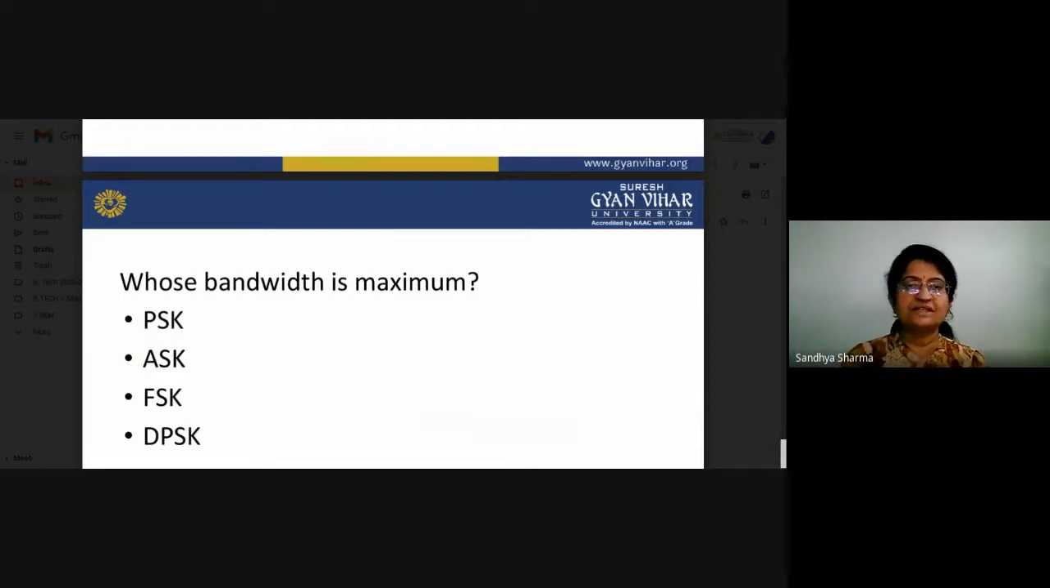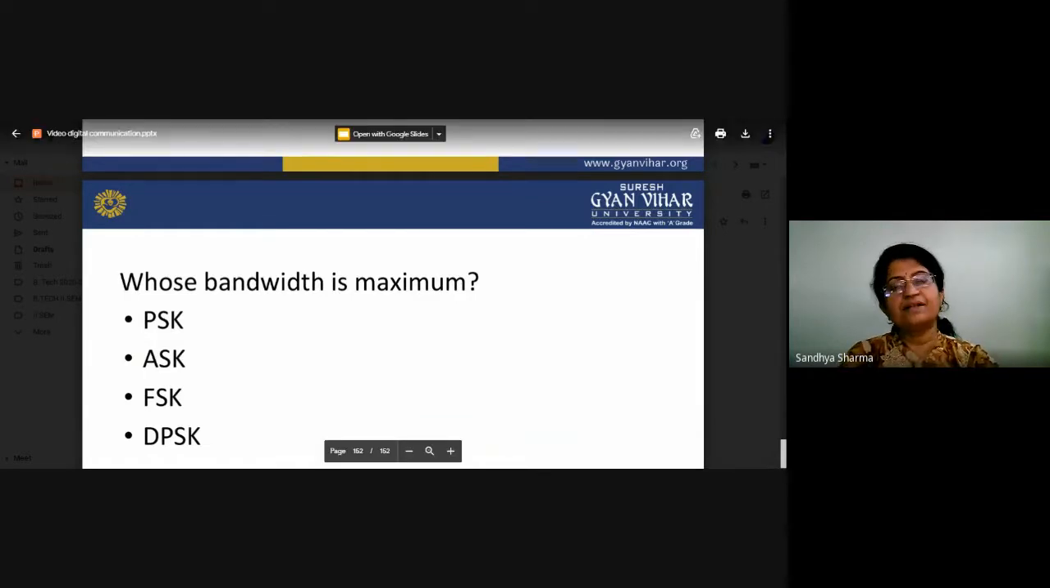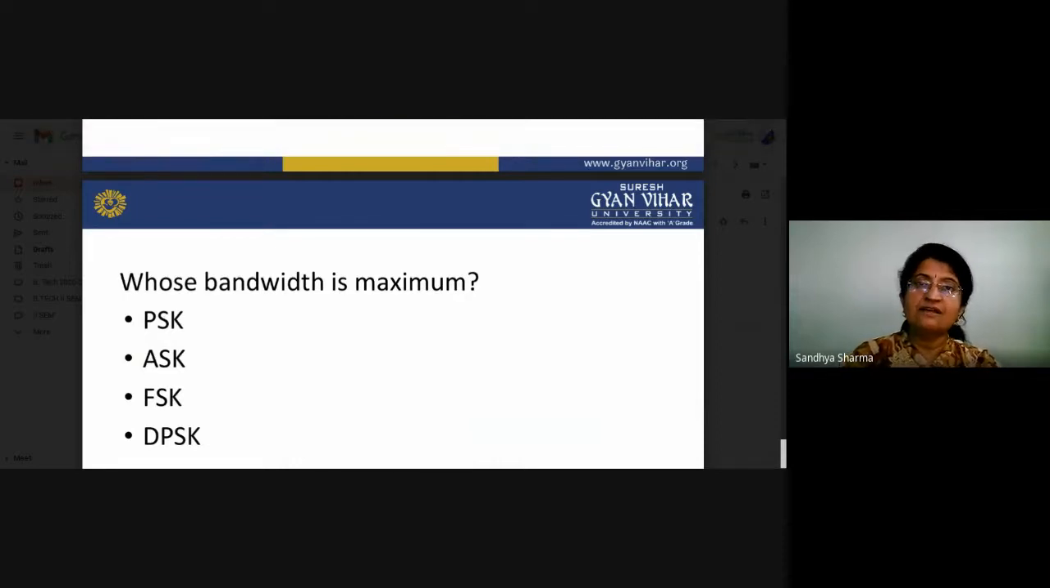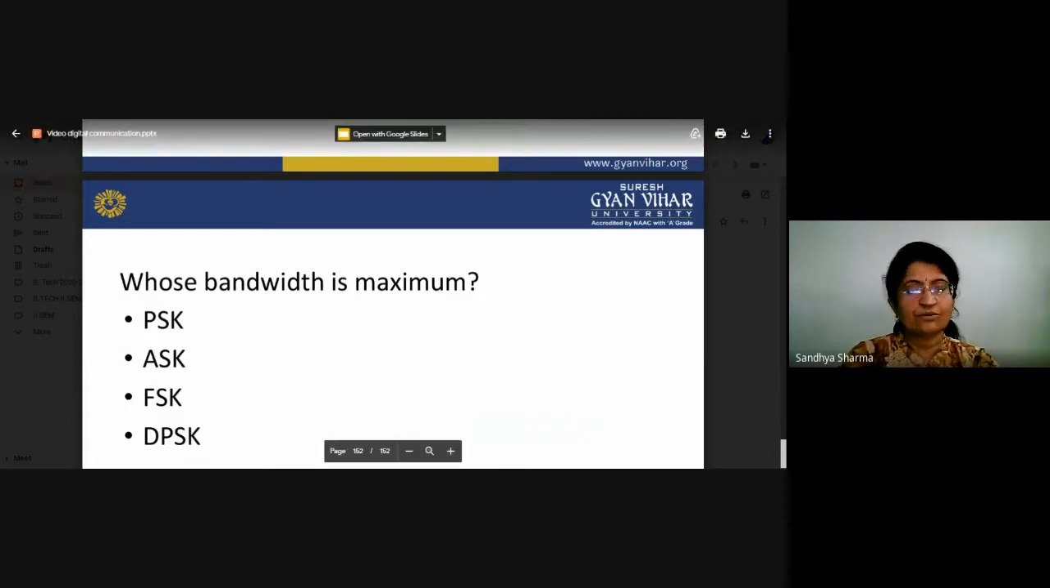So this is the basic theme of transmitting digital signals, and why we opt for the M-array communication system. Without disturbing the bandwidth requirement, we can increase the information rate by opting for the M-array communication system. So that's all from my side.